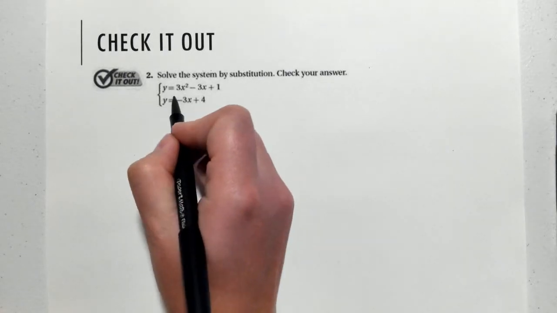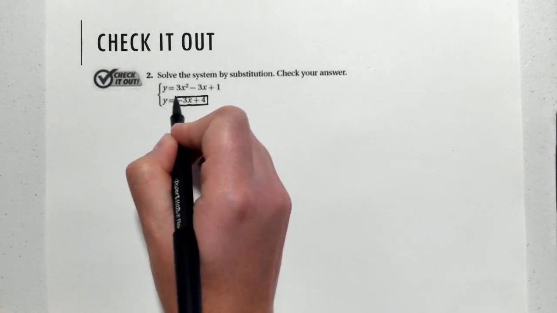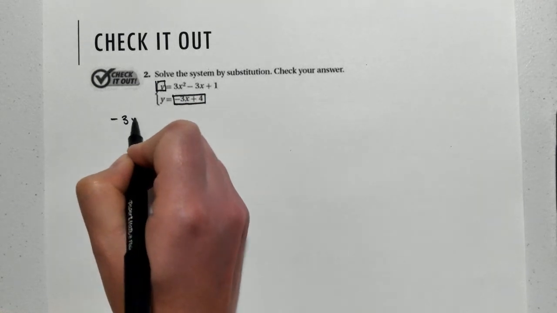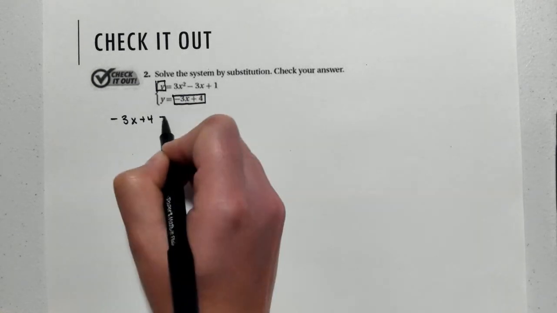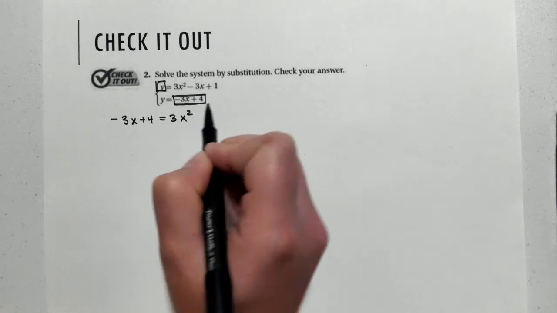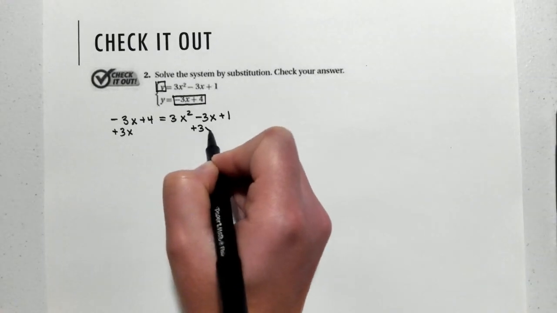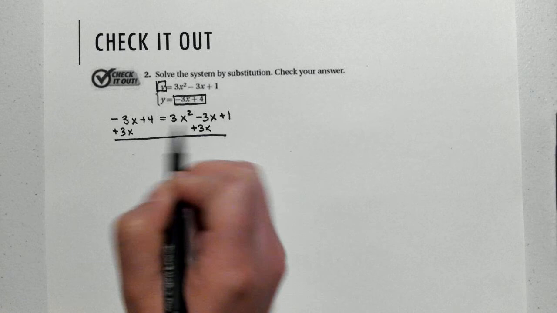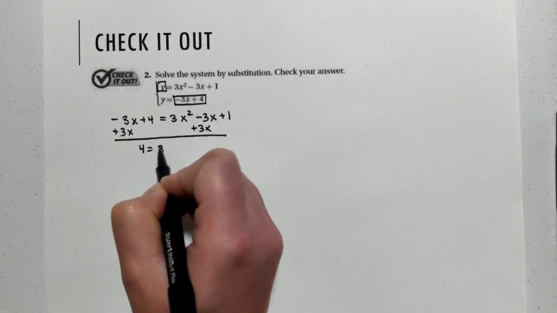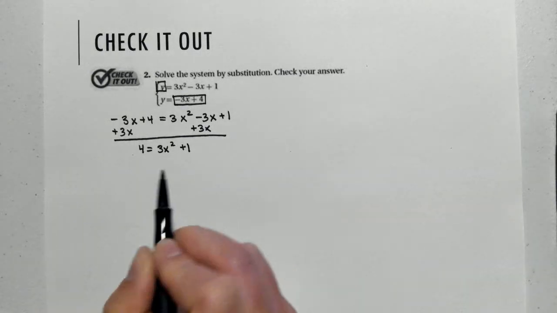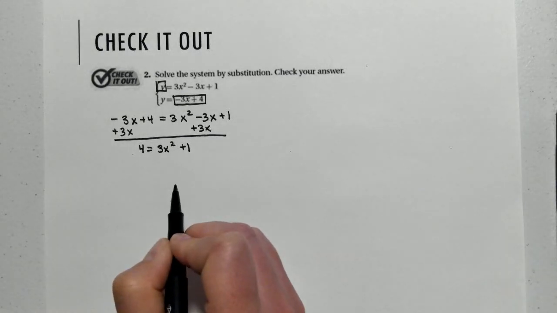So I'm going to substitute negative 3x plus 4 in for y in my first equation. So negative 3x plus 4 equals 3x squared minus 3x plus 1. I'm going to add 3x to both sides. So we're going to get 4 equals 3x squared. This gives me 0, so I have plus 1. So the reason I'm doing this is to write it in standard form.